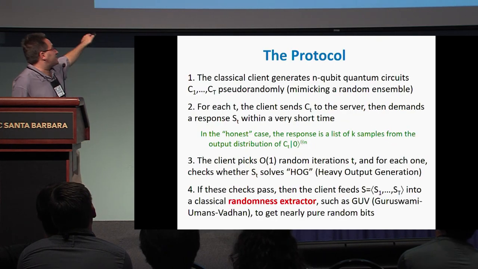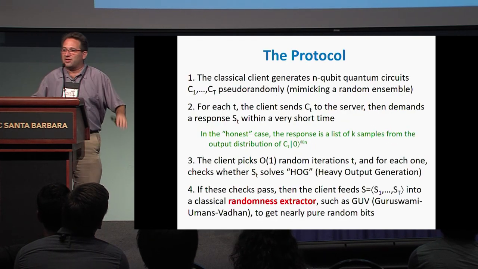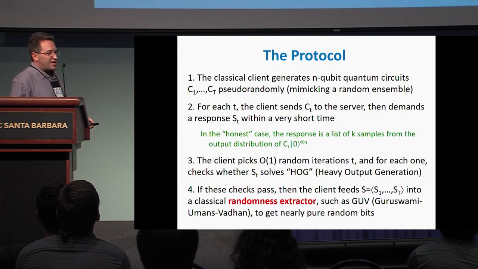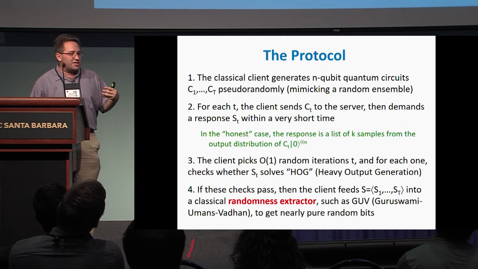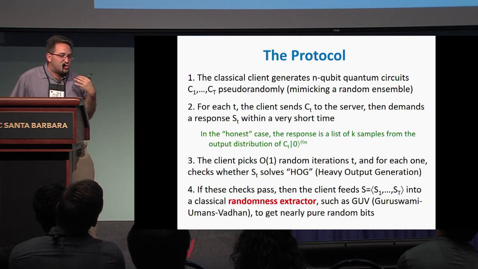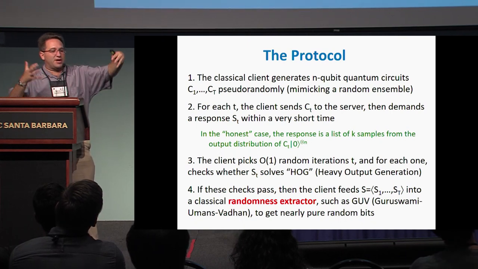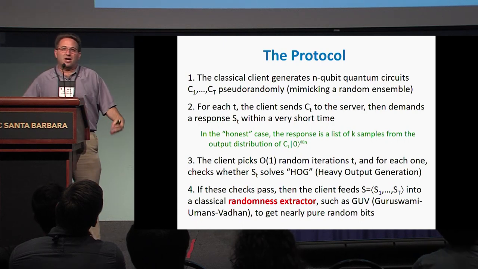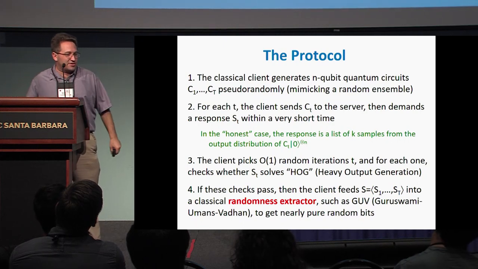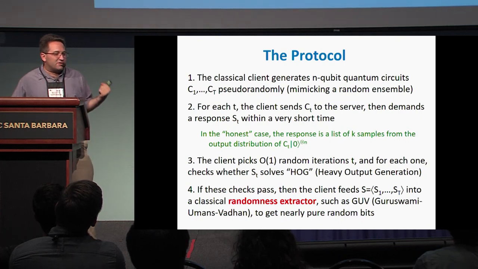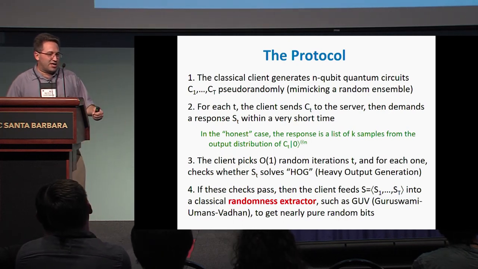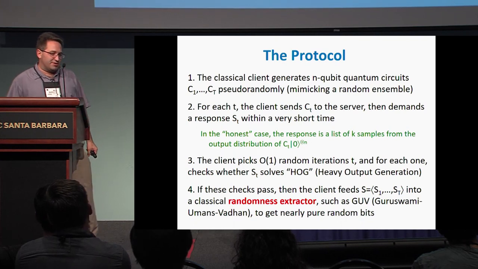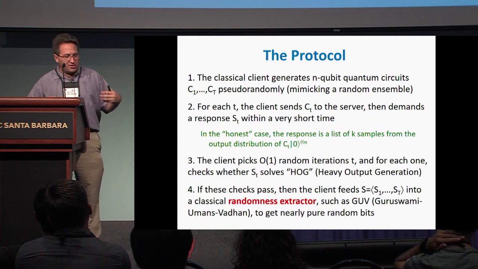I already sketched what the protocol is, but to say it more carefully: the classical client generates a list of n-qubit quantum circuits, say C1 up to CT, pseudo-randomly, as outputs of a pseudo-random function, in a way that mimics some random ensemble of circuits that we think is hard. Then for each T, the client sends the Tth circuit to the server and demands back a response, S_T, within a short time. In the honest case, that response should be a list of K samples from the output distribution that results from applying that circuit to, say, the all zero state.